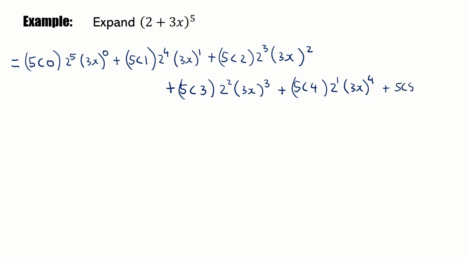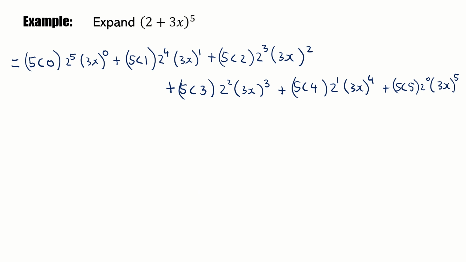So lastly, 5C5, lots of 2 to the power of 0, lots of 3x to the power of 5. Cool! As you can see, we're just calculating each of these parts by multiplying all those 3 parts for each term together, and you'll get the exact same answer we had before, so I'm not going to continue from that stage, because it's just this initial stage that looks different.